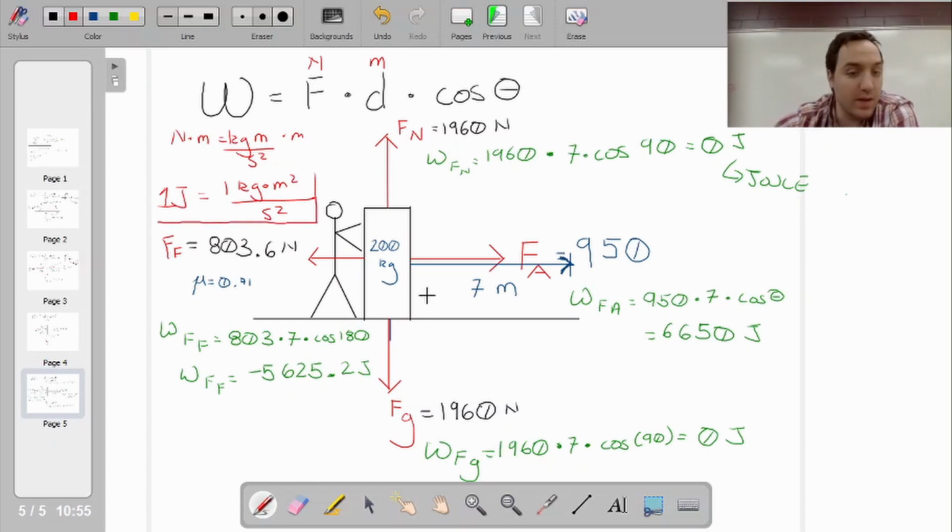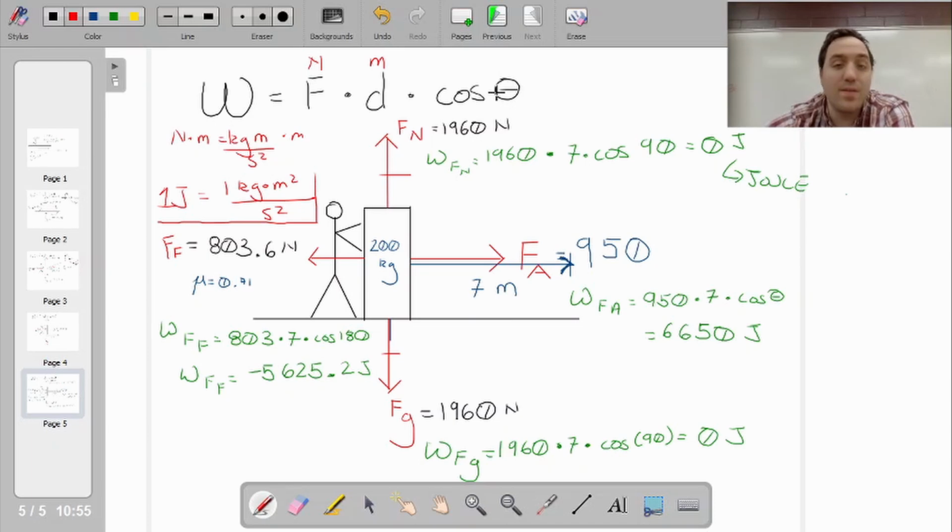Now, I've gone through and calculated all the forces. The force applied was given to me. The normal force was this 1960. I found that by finding my force gravity, which is m times g, and then knowing that these two have to be equal. And then for my force normal, I can find my force friction by mu, which is the 0.41, times Fn, which gives me the 803.6. Once I have each of these forces, I can go through and calculate individually how much work each force does.